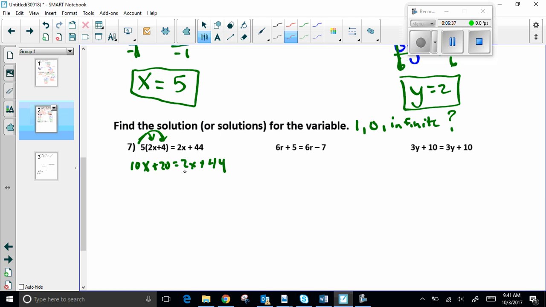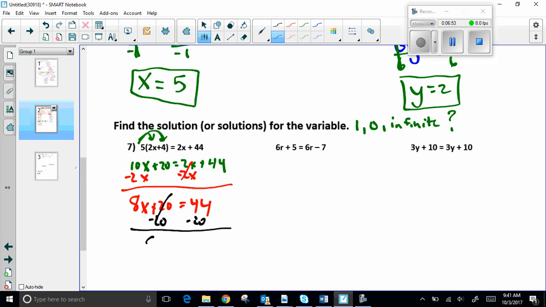I've got variables on both sides, so I'm going to subtract 2x on both sides. These cancel out. Now I have 8x plus 20 equals 44. From here, I just subtract 20 on both sides. This cancels out. I have 8x equals 24. Now I divide by 8 on both sides, and x equals 3.